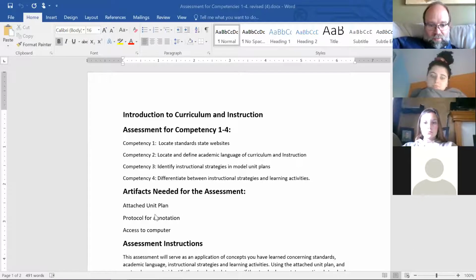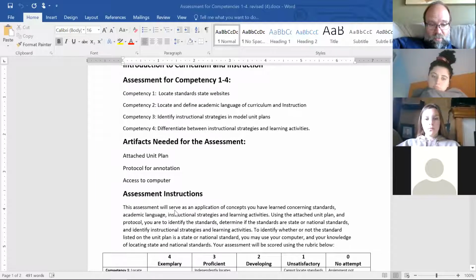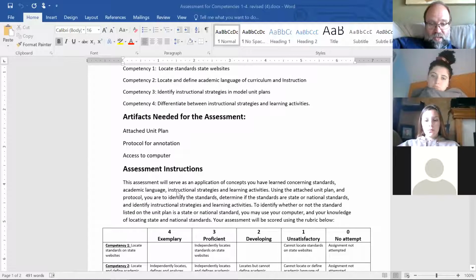Stuff that you need, the unit plan, as I said, I'll open that for you here in a second. This protocol, and then access to a computer. Obviously, if we're speaking to each other today, you've got access to that.